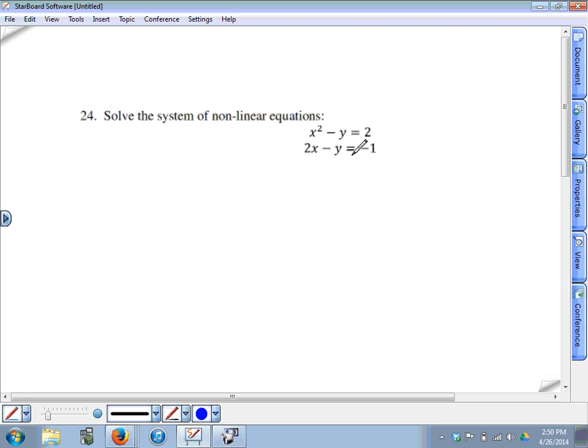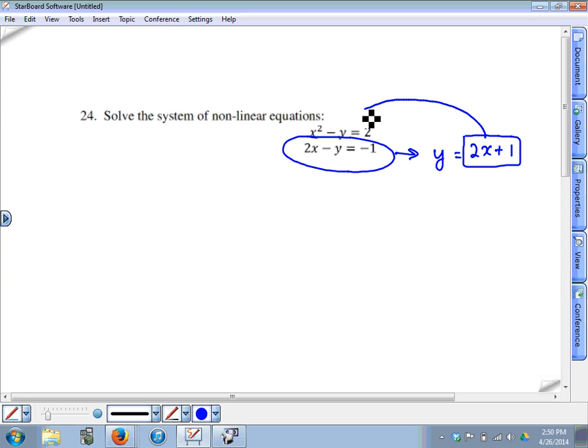So the way I solved this on the answer key for the review was I took this bottom equation here and rewrote it as y equals 2x plus 1. I just solved it for y. What I then did is, since y here equals 2x plus 1, that also means that this y in the first equation equals 2x plus 1. So I made a substitution into that y.